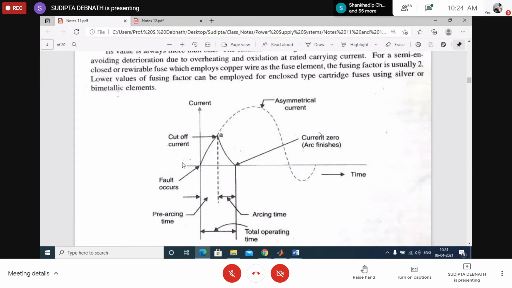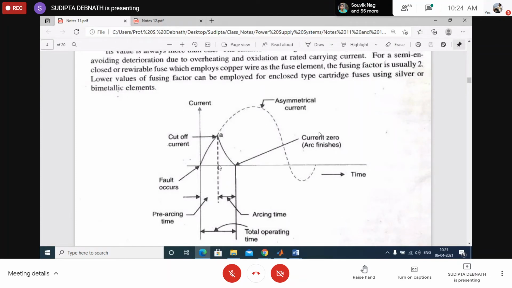So based on this arc and all these things, some definitions said that this time from the initiation of the fault up to the point at which the fuse melts is called pre-arcing time. Why? Arcing has not been established while the fuse is carrying the current. Okay, arc takes place only after the fuse melts.